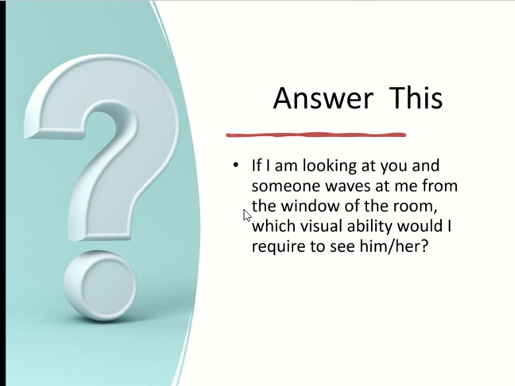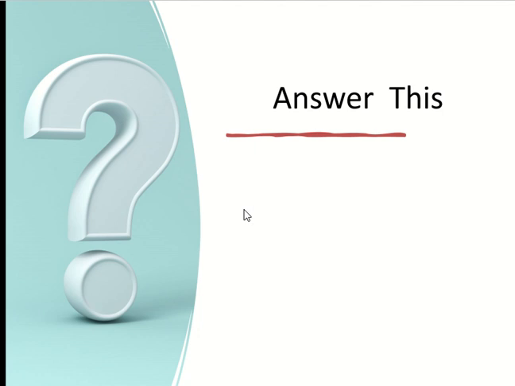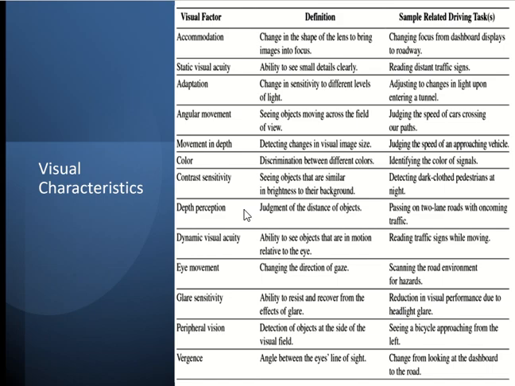If I'm looking at you, and there's something on the window, someone who is waving from the window to me, which of these characteristics will help me see that there is something on the window? Which of them?